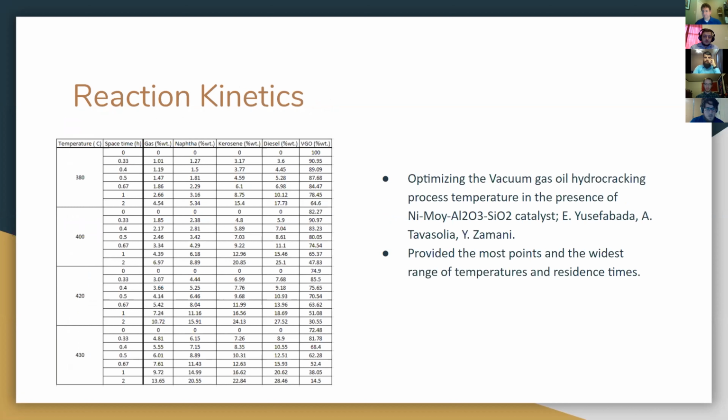So we used the data from optimizing the vacuum gas oil hydrocracking for our kinetic optimization. We picked this set of literature data because it has the widest range of temperatures and the most points in the residence times.